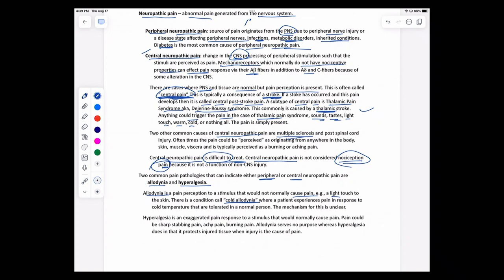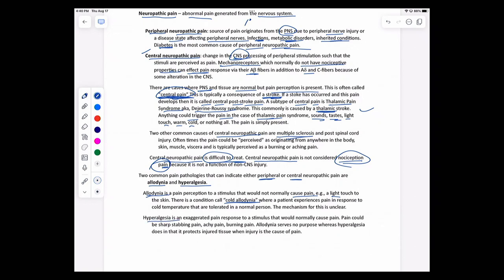Again, mechanism poorly understood. Some allodynia has to do with some type of abnormality in your primary sensory neurons. Some allodynias have to do with something in your central nervous system. Again, it's poorly understood and hard to treat, to be honest with you. Okay, so that's allodynia.